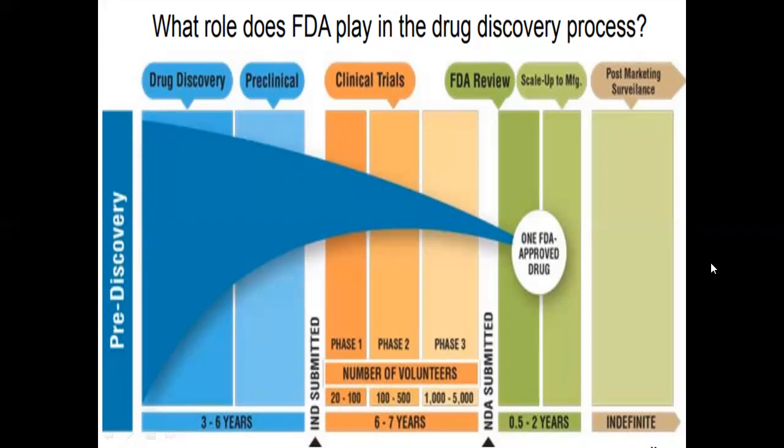So the FDA is going to check the obtained evidence in the form of data, whether it is significant, safe and effective or not. Then they are going to give the approval. So let us discuss one by one. First, pre-discovery. Pre means before discovery. What is going to happen whenever we talk about drug discovery, right?